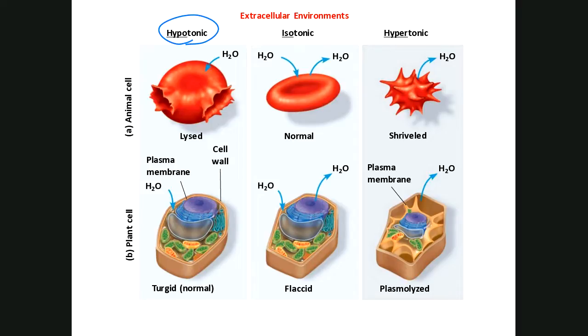Now, again, that word is referring to the extracellular environment. So the water, as we know, flows into the cells. Because if you're in a hypotonic environment, the environment has less solute than you do, the cell. So water is going to flow into the cell. Now, if you're an animal cell, that's a problem because you're going to burst. Okay? You're going to lyse.